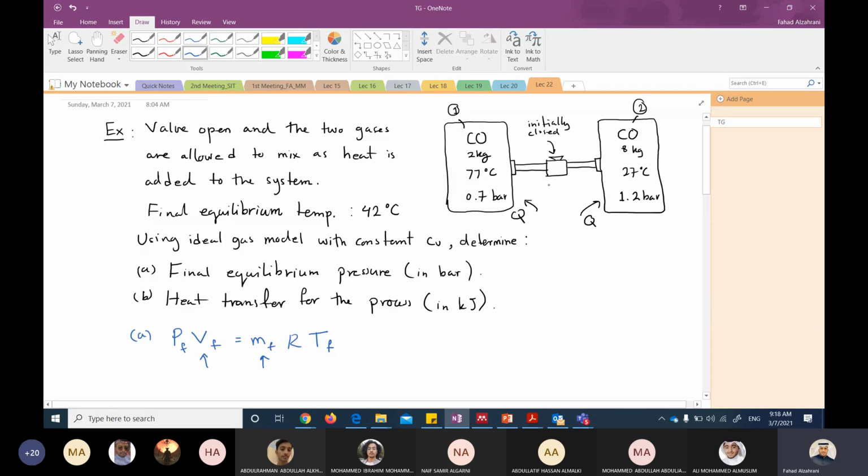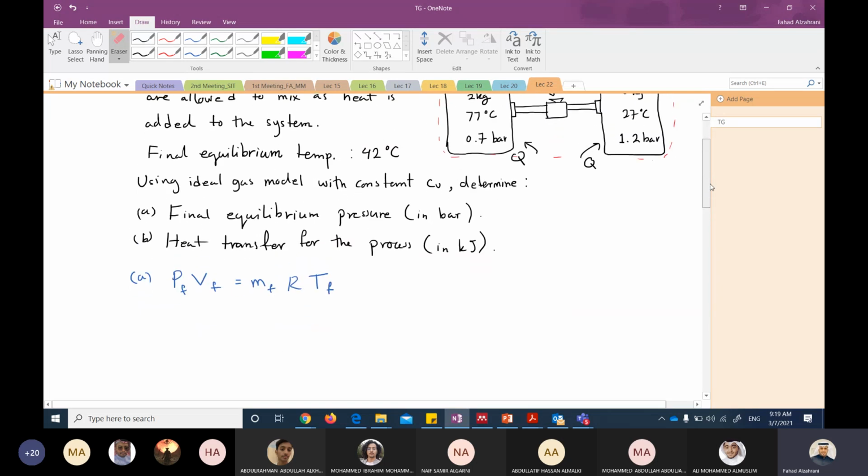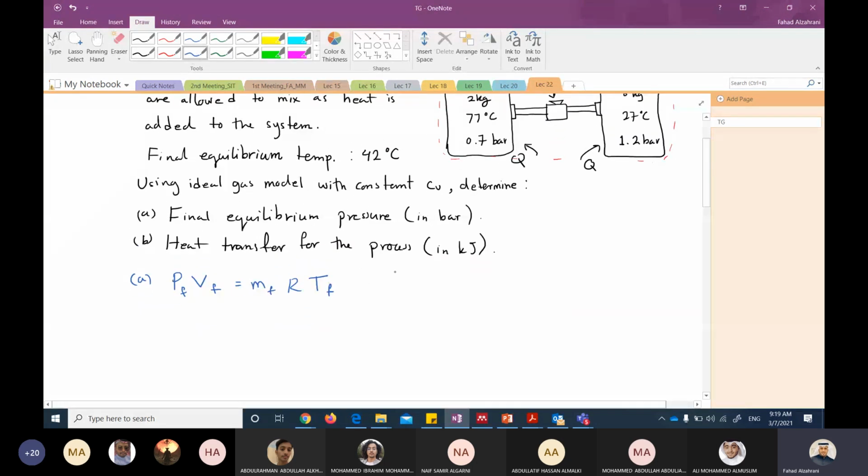Basically, my system becomes these two tanks together. Okay, this is my system, as if they became one tank. You have the summation of the volume and the summation of the mass. That's it. Now I can find the final pressure like this.